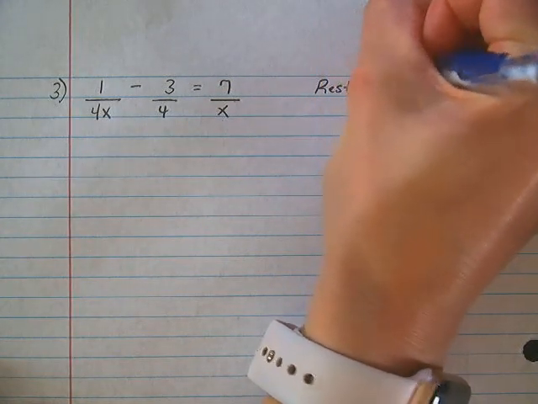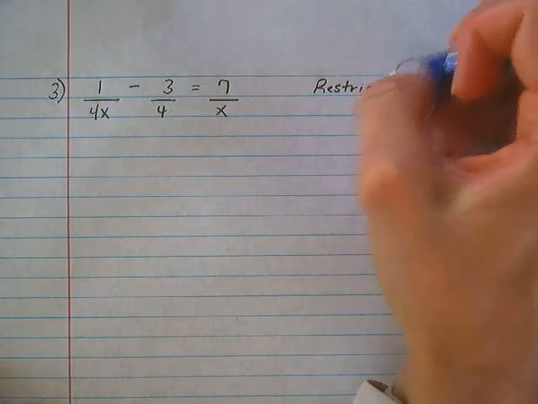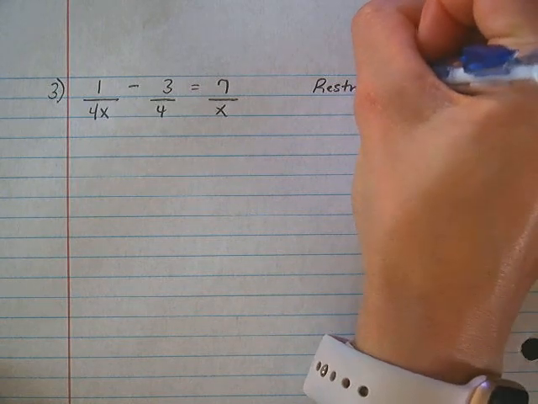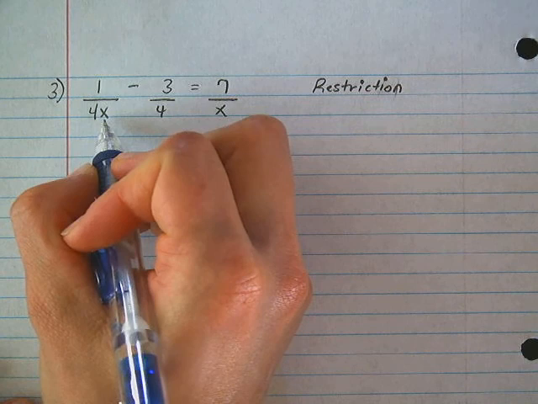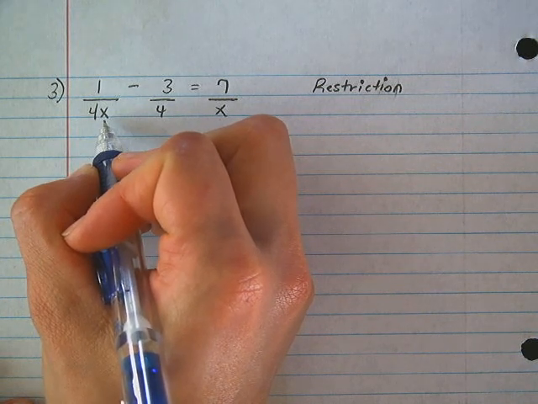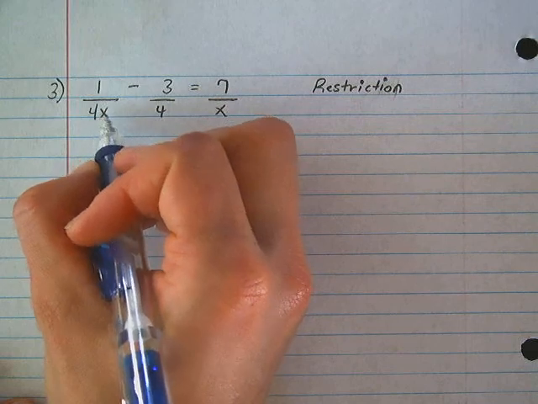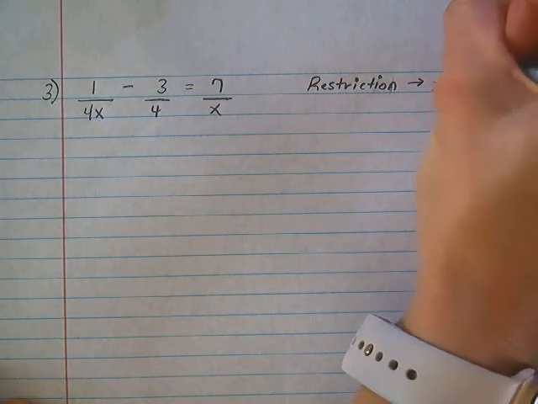The goal is not to end up with a 0 on the bottom of your fraction. All right, so what number could x not be here? And notice, think about if x was equal to, for instance, 0, think about what you would get on the bottom of the fraction here. You'd get a 0. So the restriction here is x cannot equal 0.